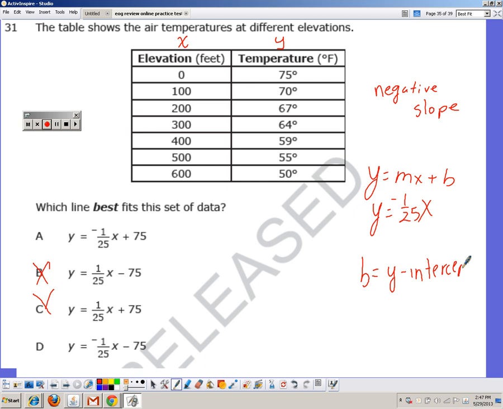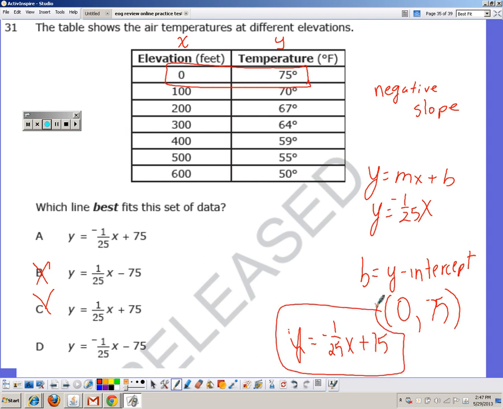Your y-intercept must begin with a 0. The only point up there that begins with a 0 is 0, 75. So that means your b is going to be 75. And since it's a positive 75, that means your equation is going to be y equals negative 1/25 x plus 75. And the answer is A.